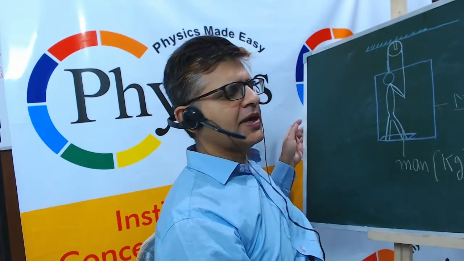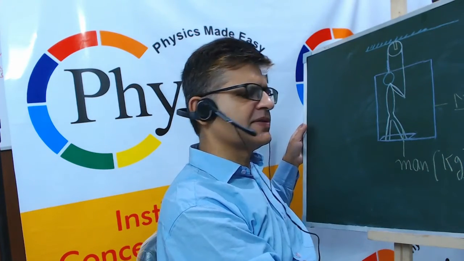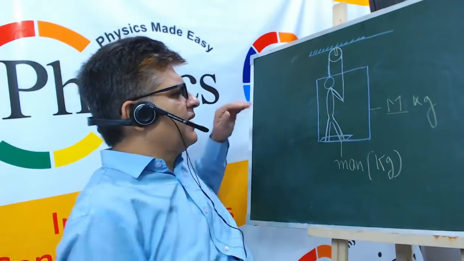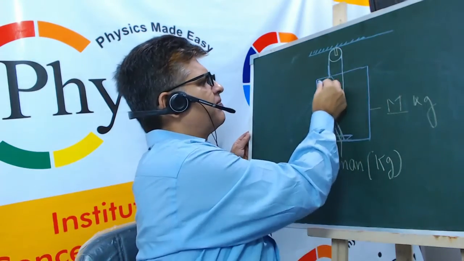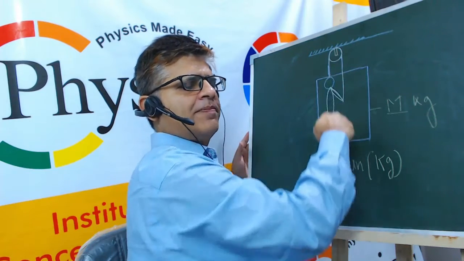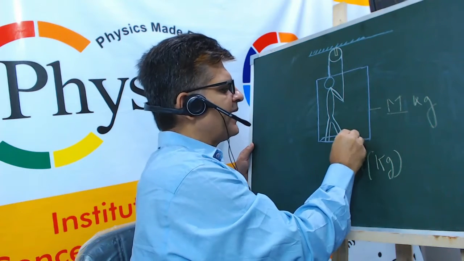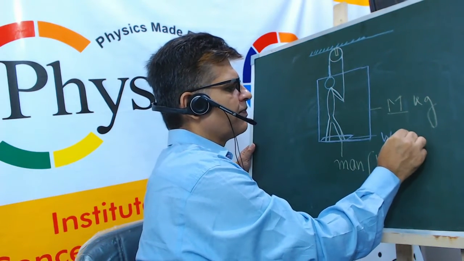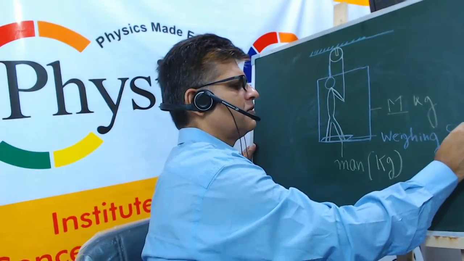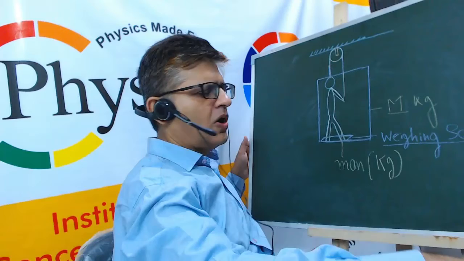Just for your knowledge, I will discuss this and tell you what exactly is going on in this problem. The lift and the person are in equilibrium. The person is not going up or going down. So the question is, what is the measurement of the weighing scale here? All right, so let's discuss.